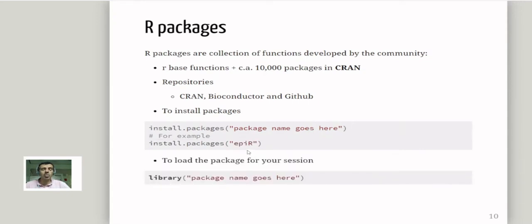Once it's installed, then you have to tell R that you want to use that package in your session, and you do it with this function called library. Here's an example where we want to use a package called AMR, the antimicrobial resistance package, and we will use it with this function. Please note that when I use library, I don't use the quotations, which is different from install.packages. You will need the quotations there.